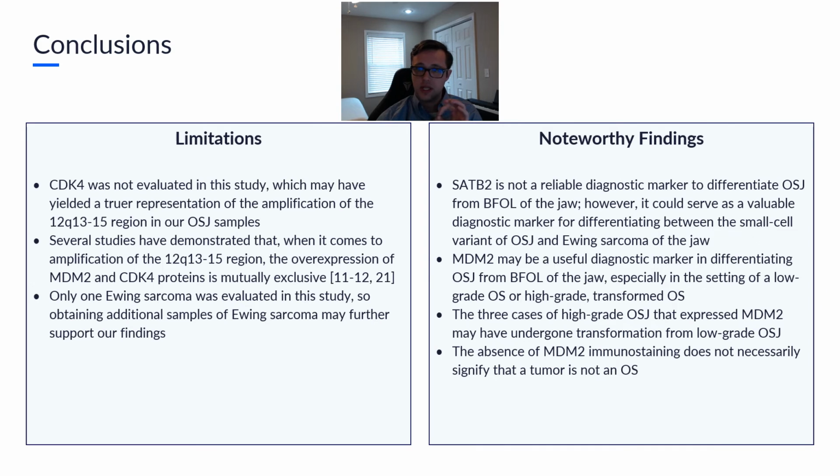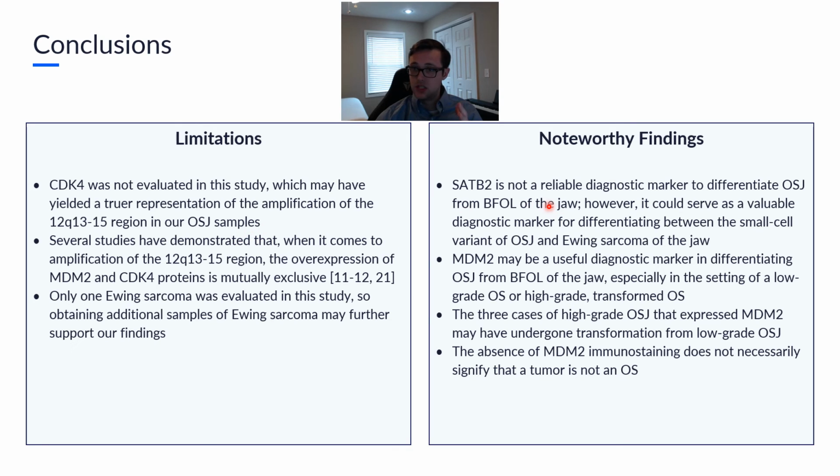There are a few important limitations I want to point out here. As I mentioned at the beginning of this presentation, CDK4 is another important gene that exists in that same region as MDM2. We didn't evaluate markers for CDK4 in this study, but doing so may have given us a better representation of the amplification of that chromosomal region in our OSJ samples. This is especially important to consider as some studies have shown that overexpression of MDM2 and CDK4 is actually mutually exclusive. I also want to point out some noteworthy findings.